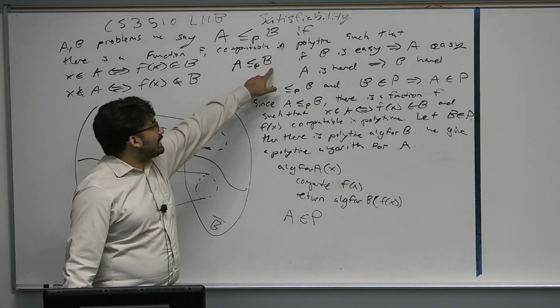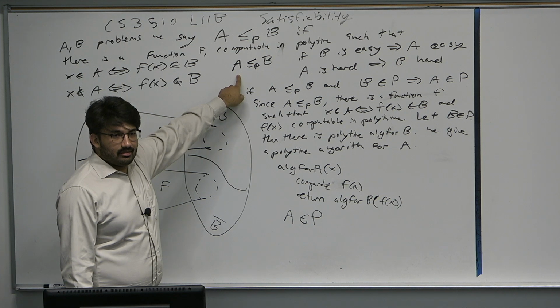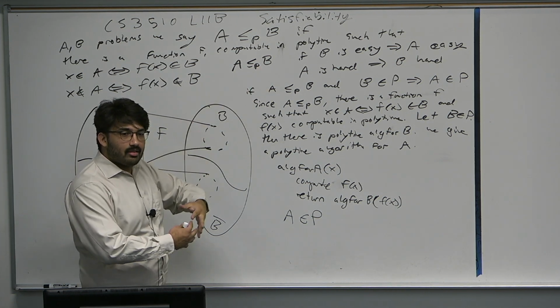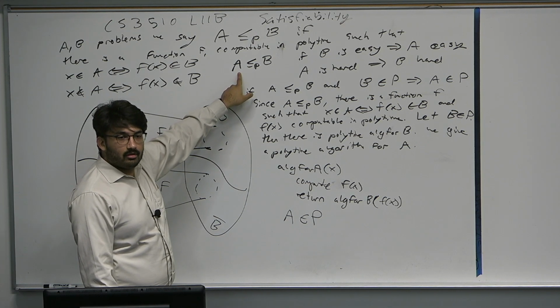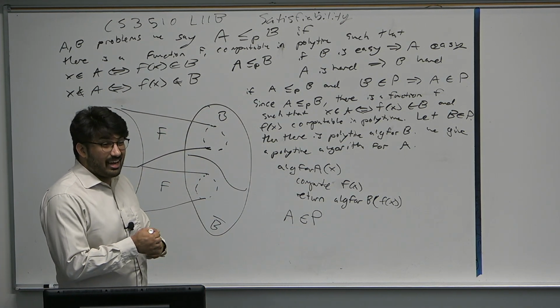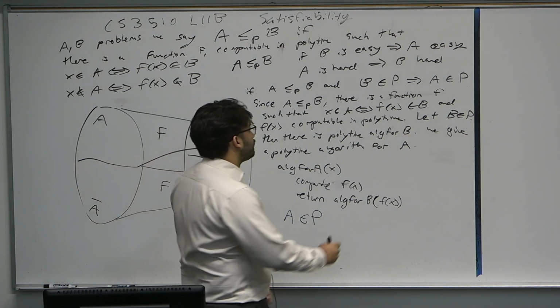So if B is easy, then A is easy. That's what we just proved. If you have a polytime reduction and a polytime algorithm, combine those, you now have a new polytime algorithm. So if B is easy, then A is easy. Now, rather than care about that too much, we actually care about its contrapositive. What is the contrapositive of this?